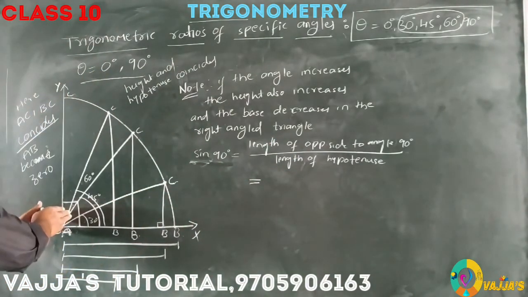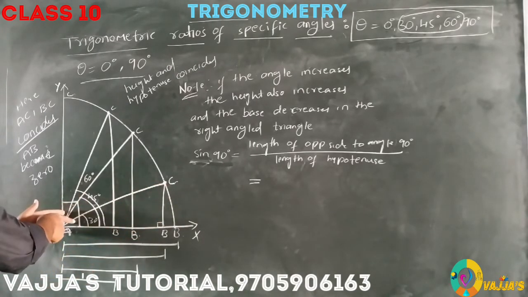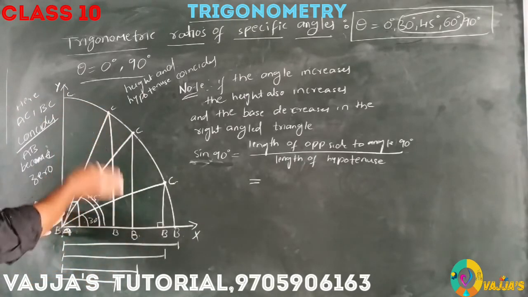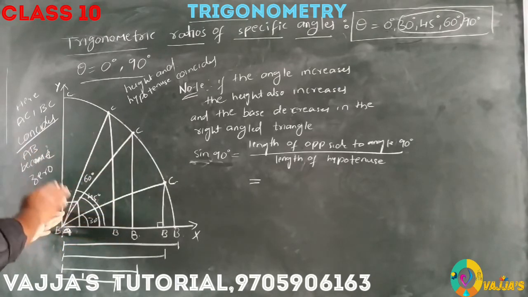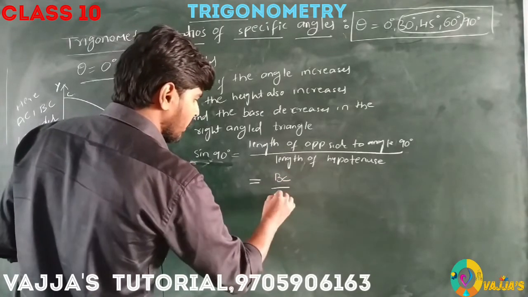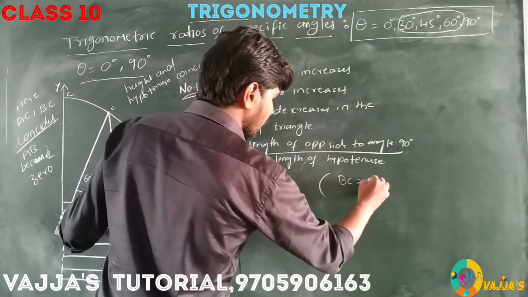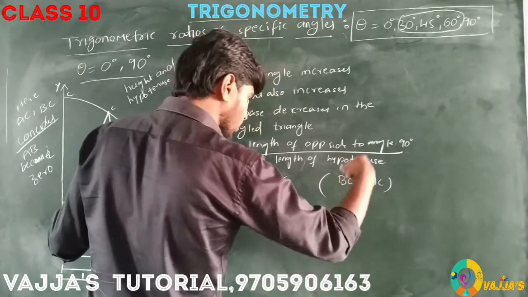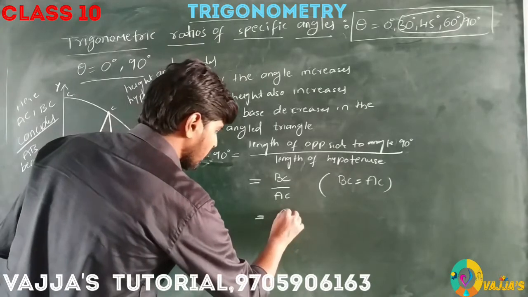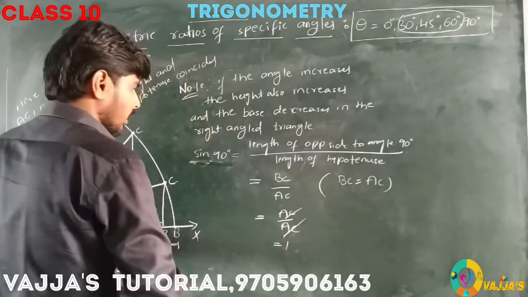So angle 90 is here. What is the opposite side actually? BC. At the 90 degrees angle, BC coincides with the hypotenuse. BC is the opposite side, and here the opposite side and hypotenuse coincide. The length of the hypotenuse is AC. So BC equals AC, opposite side equals hypotenuse. So it is AC by AC, these two get cancelled, that is 1.